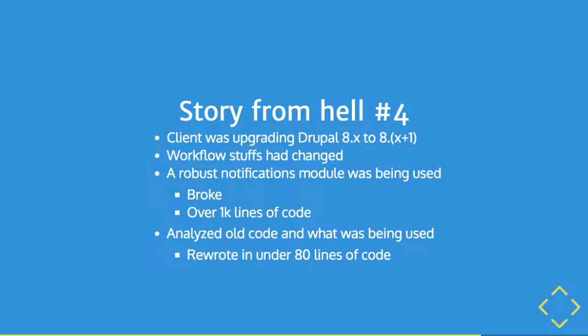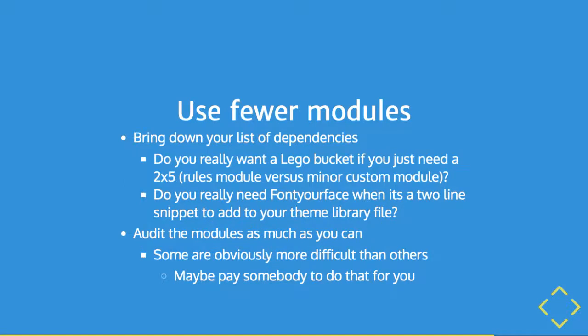And then I thought about it, and then I rewrote it, and it was under 80 lines of code. So basically, the code base shrunk down by over 90% at that stage. So that's where I'm coming back into the don't be afraid of custom code. It may just be really small snippets that you need for your stuff. And that's where it's like, use fewer modules.